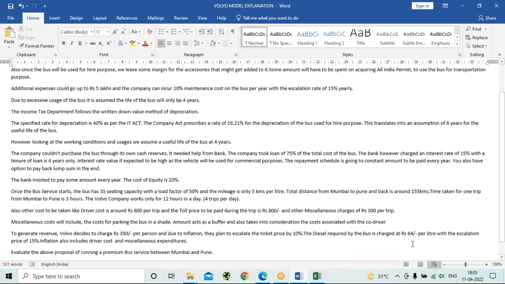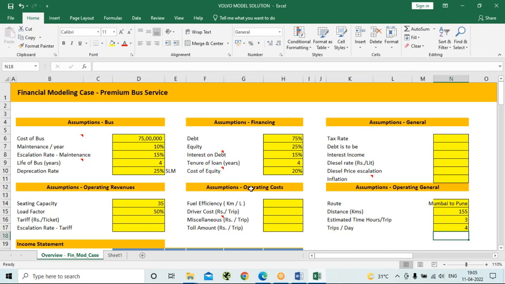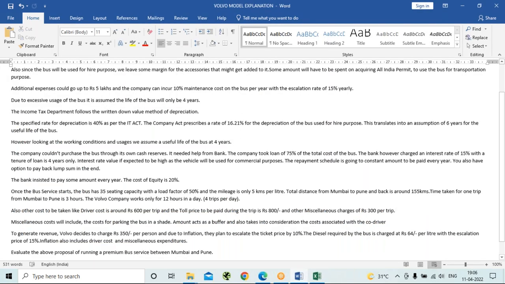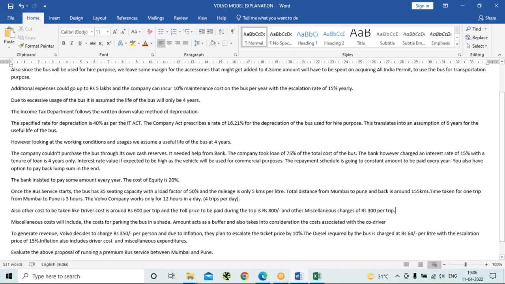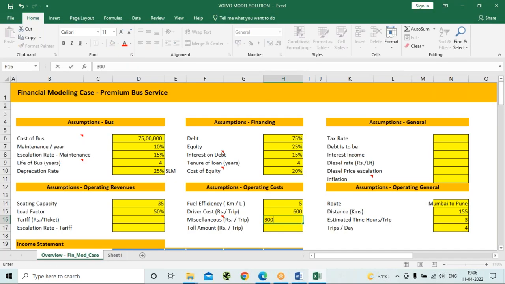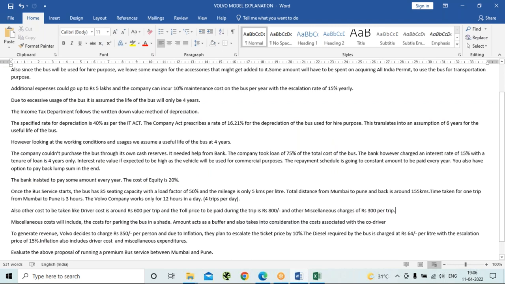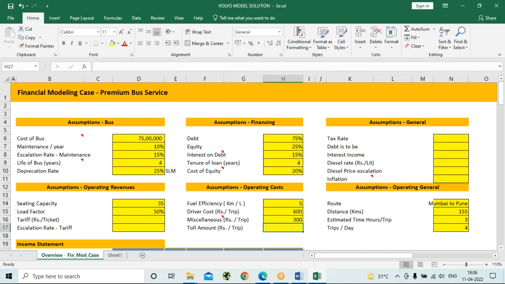Miscellaneous includes the cost of parking the bus in a shed. The amount acts as a buffer and also takes into consideration the cost associated with the co-driver. So let me put all this information over here. Our fuel capacity is 5 kilometers. The driver cost is going to be 600. The miscellaneous cost is going to be 300. And the toll price is going to be 800. Yes.